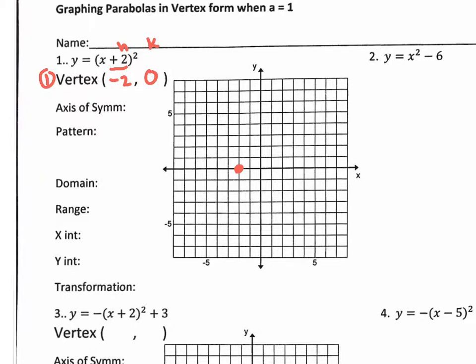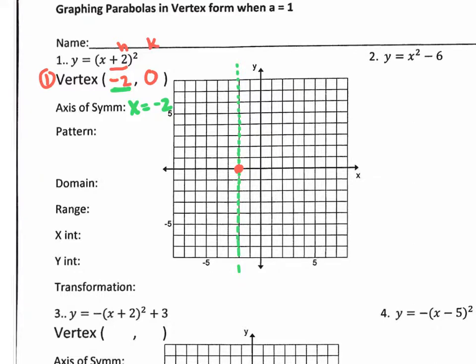After that, you're going to draw your axis of symmetry, which is a vertical line going right through, and I always do it as a green dotted line on my videos. It goes right through that vertex, and it will be the equation x equals the x value of your vertex, which happens to be -2. So that's the axis of symmetry equation.